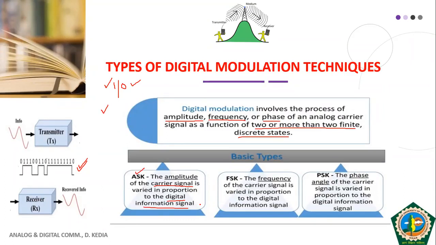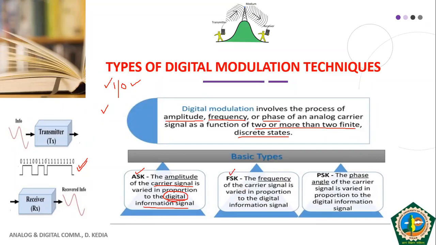So students, here in digital modulation technique, we say amplitude shift keying, as we saw in your amplitude modulation in analog domain. So in ASK, which is equivalent to your AM of analog communication, your amplitude of the carrier signal is varied in accordance with the digital information signal. You must note this word, digital information signal.